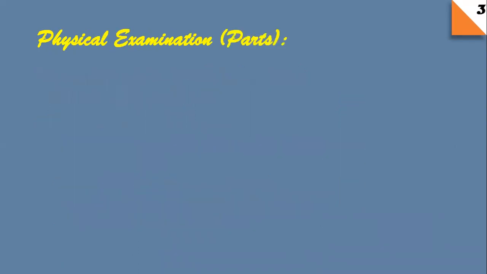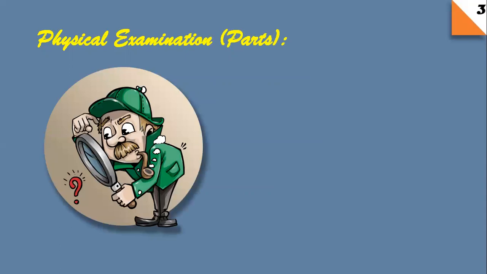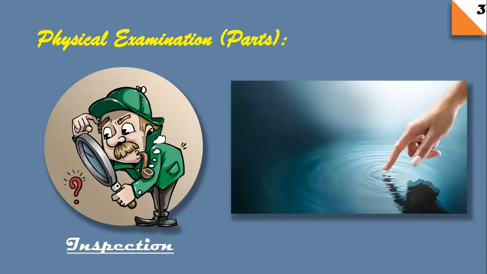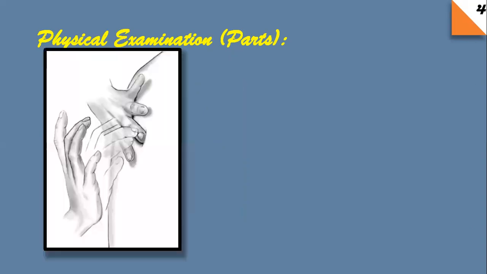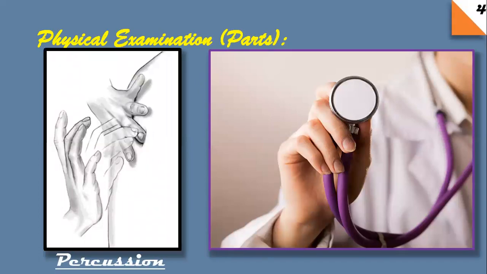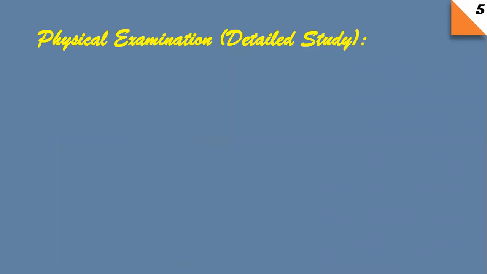The next thing is that we'll be talking about physical examination. So what are the parts of physical examination? Firstly, we look at the patient carefully, and that is what we know as inspection. Next, we touch the patient, and that touching is known as palpation. Next, we make sound on the patient's body, and that process is known as percussion. After that, we use our stethoscope for finding out different sounds on the patient's body, which is known as auscultation. So those were the 4 parts of physical examination.